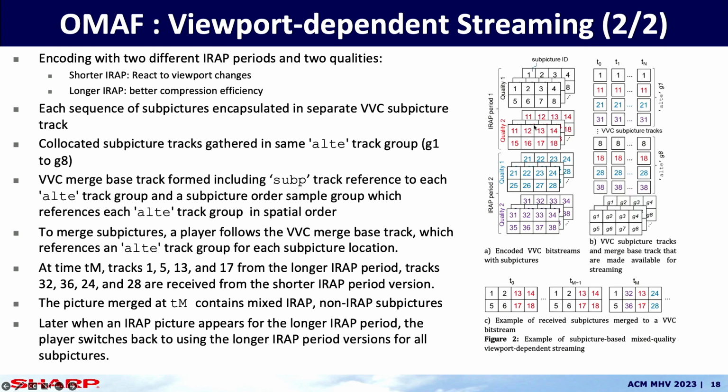where the top 2 are one IRAP period and 2 different qualities, and this is the one, the black one and the red one, which has a longer IRAP period, which means you can have better compression efficiency. And the bottom one, again, has 2 qualities, and it has a shorter IRAP period, so that can be used when you suddenly move your head. We can send you the data from this representation to give the viewport at the highest quality.